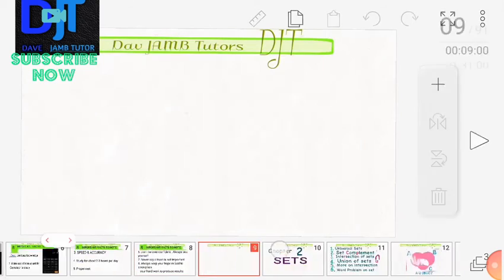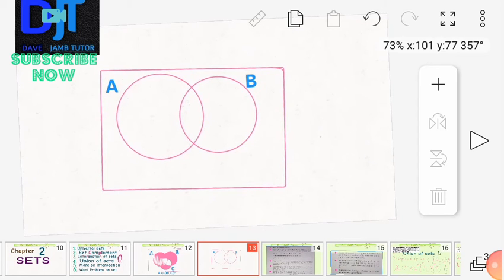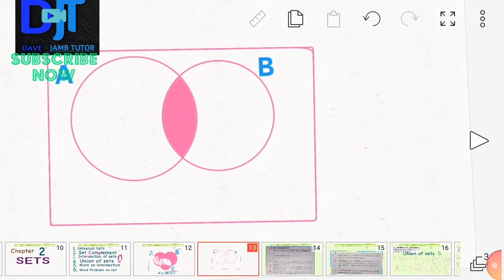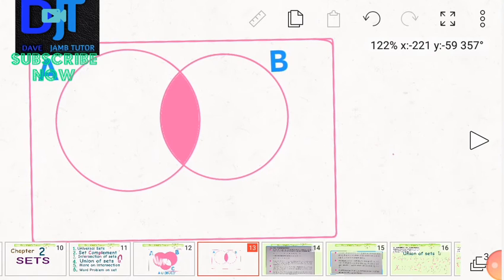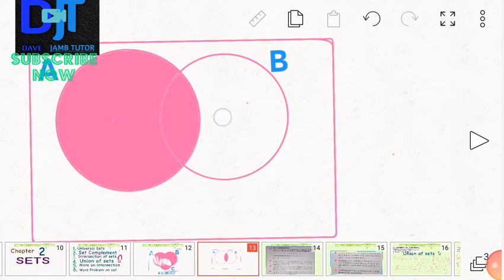So now, the first thing I would like to explain is this. If you have two sets like this, which are A and B, whenever we have this middle part filled up like this, it means that this is A intersect B. That's what is called A intersect B. But whenever we have the whole parts of the two sets filled up, it's called A union B.